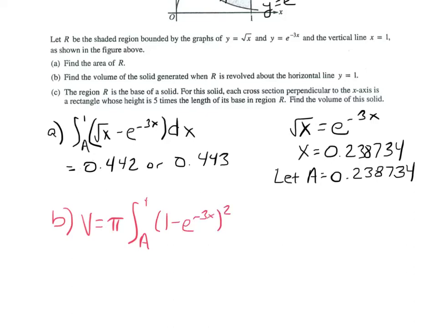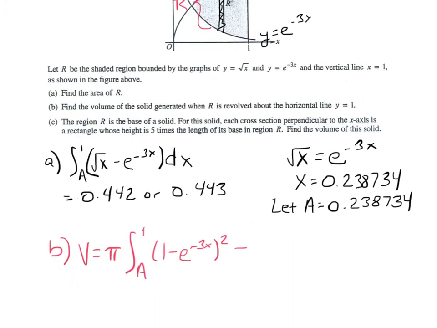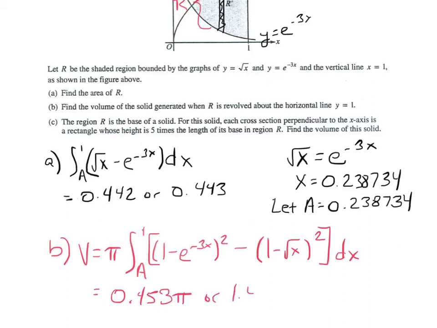That gets squared, minus the inner radius squared. Our inner radius is this little distance right in here. So that's going to be 1 minus radical x, 1 minus radical x squared dx. Again, that goes into our calculator. And in terms of pi, we should get this. If you multiply, we should get this, or 1.424.